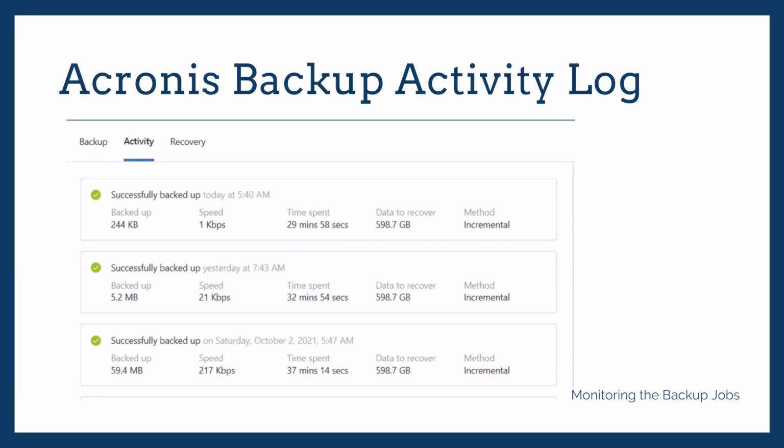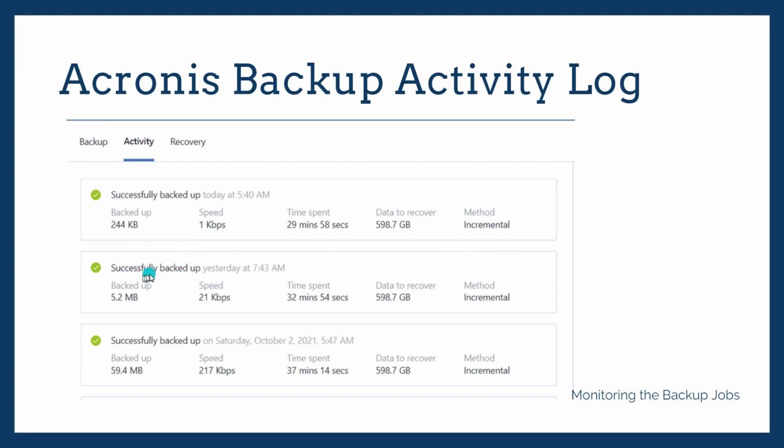Here's an example of a backup log. This is from Acronis backup activity log. This is from my software, and you can see it says successfully backed up today. Well, this wasn't today. I don't know what day this was, but backed up 244 kilobytes, speed 1 kilobyte per second, time spent 29 minutes, and so on. And this was data to recover 598 gigs. And you notice, wait a minute, 598 gigs, but it says it backed up 244 kilobytes, because it's an incremental backup. This is how much stuff changed, all right?